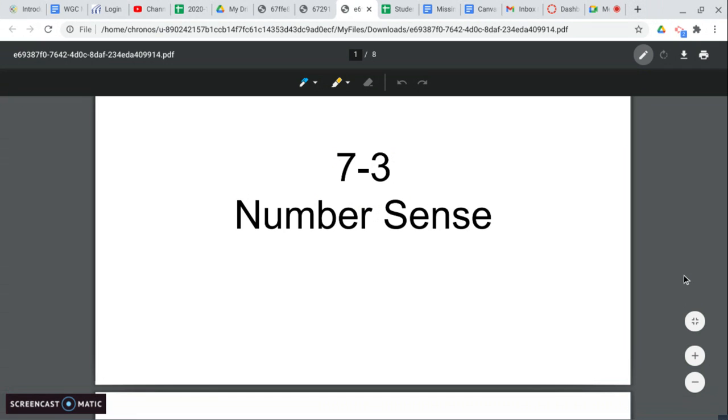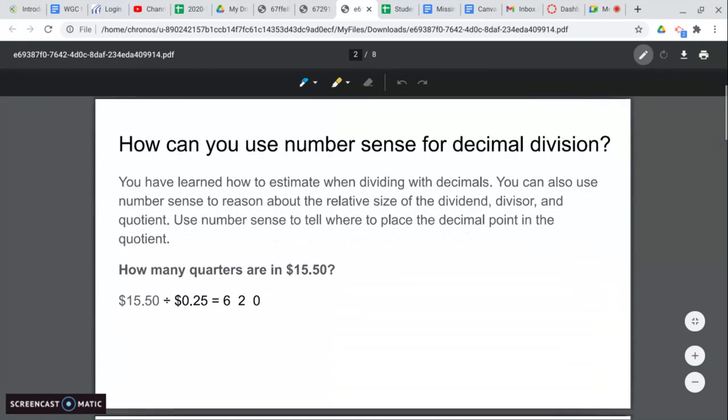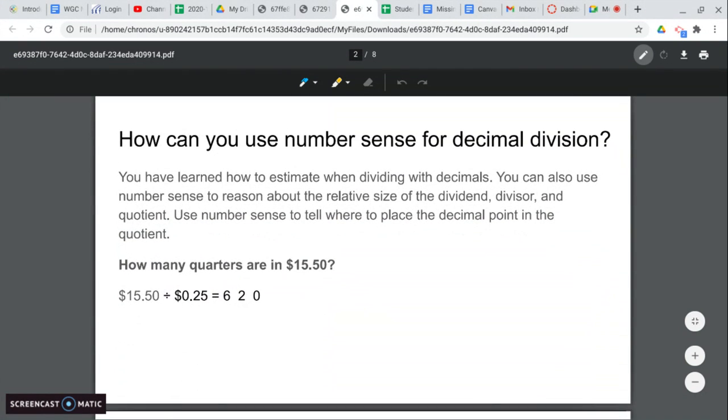So like I said, we are looking at number sense today. How can you use number sense for decimal division? You have learned how to estimate when dividing decimals. You can also use number sense to reason about the relative size of the dividend, divisor, and quotient. Use number sense to tell where to place the decimal point in the quotient.